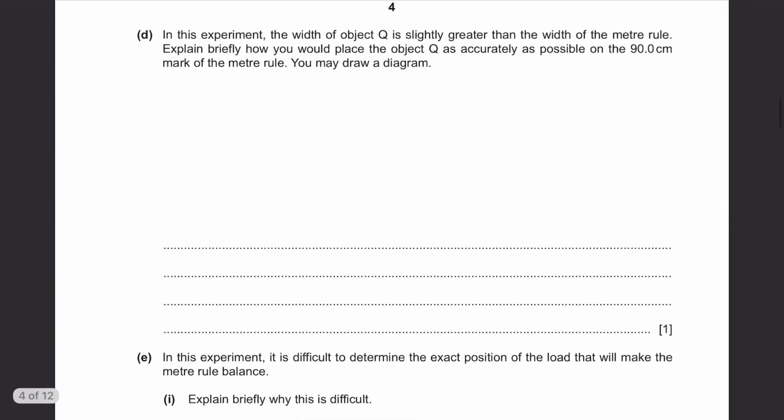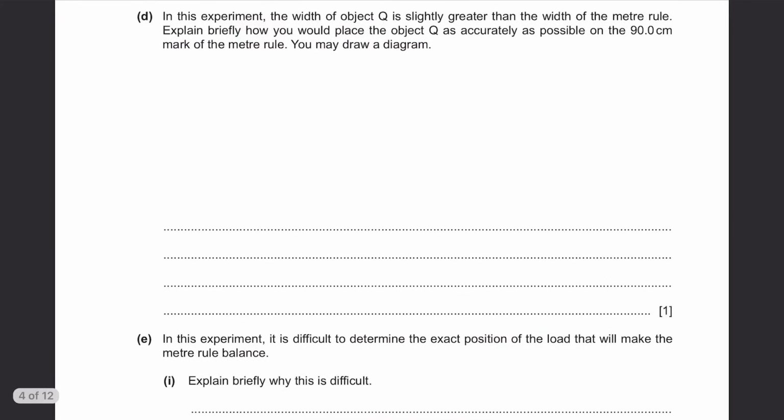Part D. In this experiment, the width of object Q is slightly greater than the width of the meter rule. Explain briefly how you place the object Q as accurately as possible on the 90 cm mark of the meter rule. You may draw a diagram. So if the ruler is this wide, the object Q is wider like this, and we need to show how to put it accurately on the meter rule. They don't have a specific answer for this, it just needs to make sense.